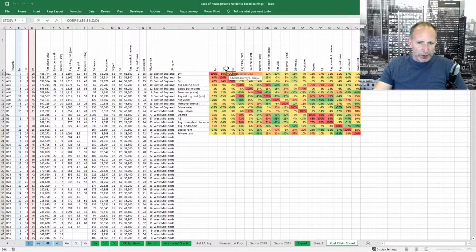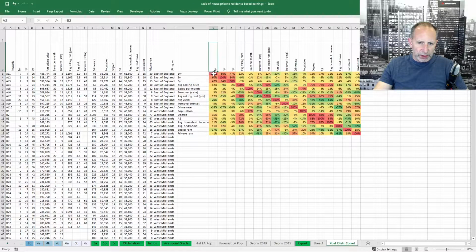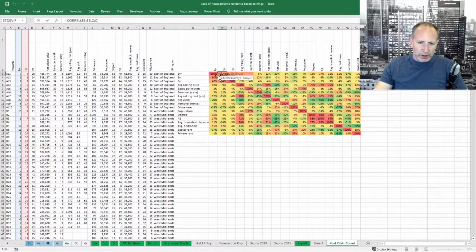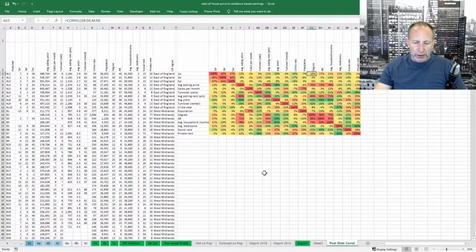For example, if you look at the correlation between here, this one here, 1 year and 1 year, well, yeah, it'll correlate 100% because it's the same set of data. But I've then created another column here, and we've got the correlations between that, and it just carries on. So essentially I've created a grid, and I can look at the correlations for all of these variables in every combination.